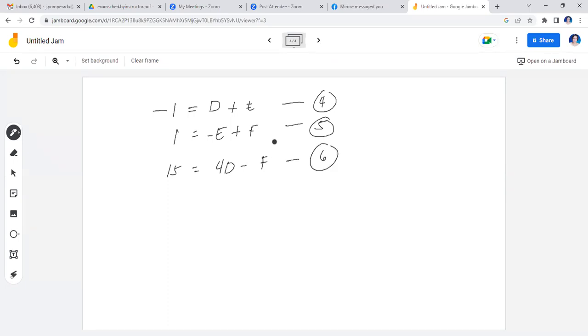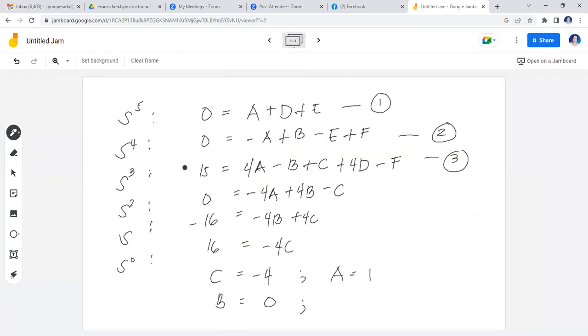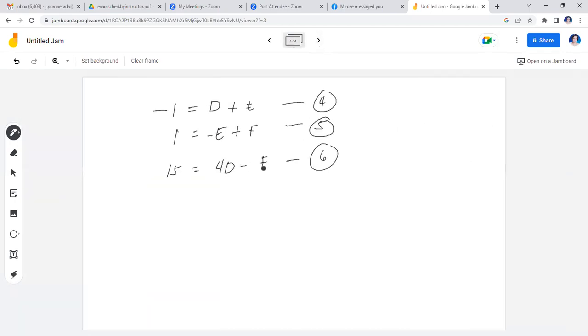Okay, let's see. Go back. So you'll have 16. Oh, sorry, 15 here. This A is 1, so you subtract 4 minus 4. This B is 0. This C is negative 4, so transfer it here. That's positive 4. And that's it. So it's still 15, and what you have left here is 4D minus F.